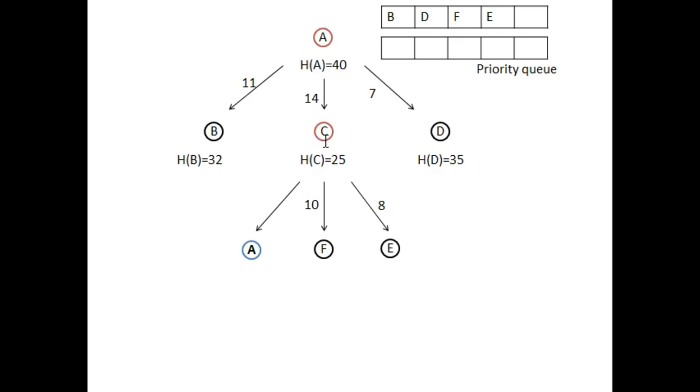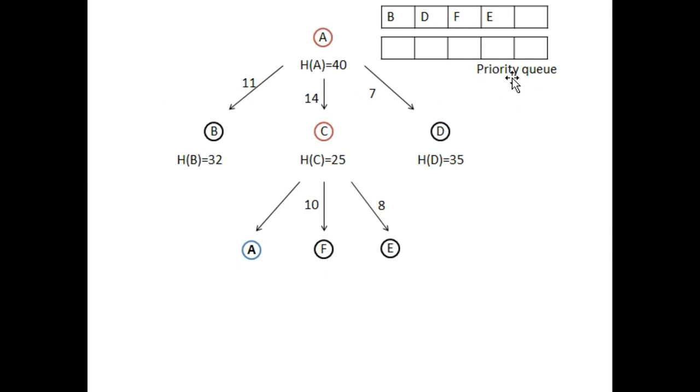C is directly connected to F, E and A. So A, मैंने क्या किया, इसको ब्लू कलर के साथ मार्क कर दिया to represent that I have already visited this node. I have written the distance between these nodes over here. The nodes F and E, I just put these two nodes over here in our queue.